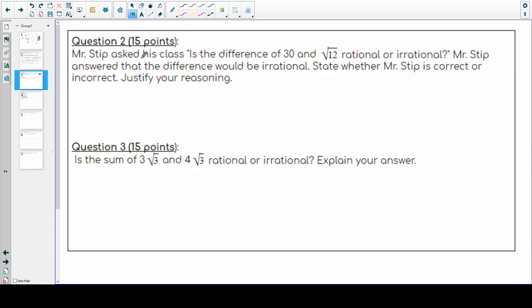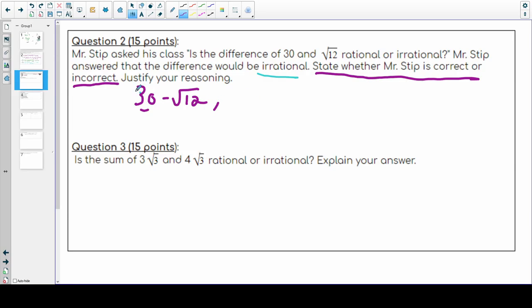Okay, question 2. Mr. Stipp asked his class, is the difference of 30 and the square root of 12 rational or irrational? Mr. Stipp answered that the difference would be irrational. So that's really saying, let me do a different color, 30 minus the square root of 12. We want to know if that's rational or irrational. Well, it says state whether Mr. Stipp is correct or incorrect. Justify your reasoning.